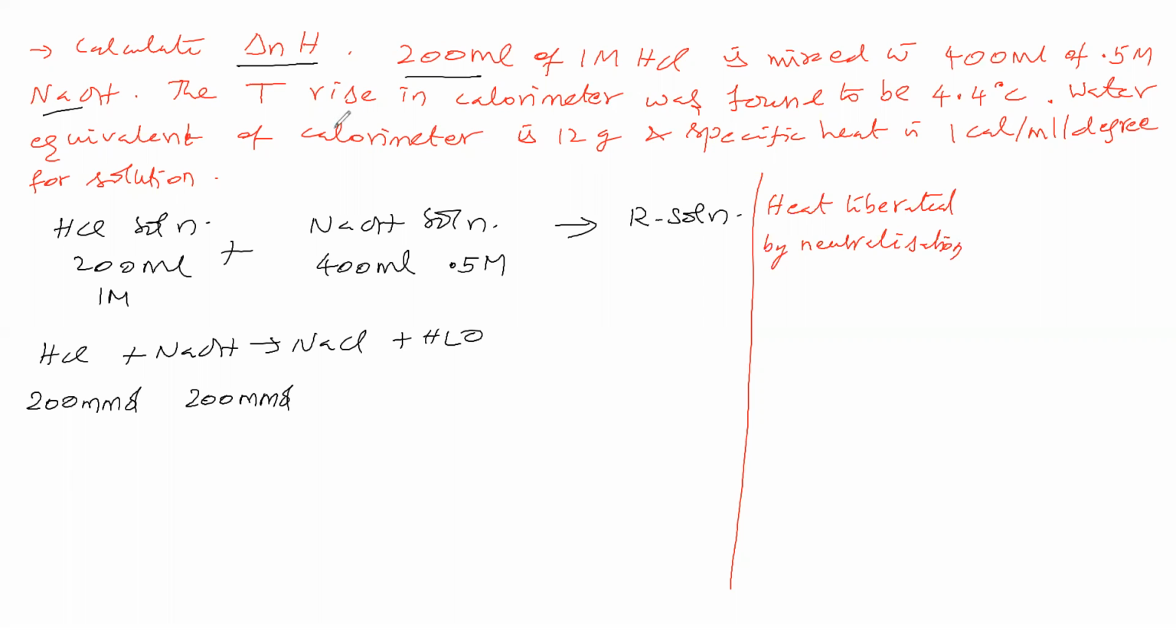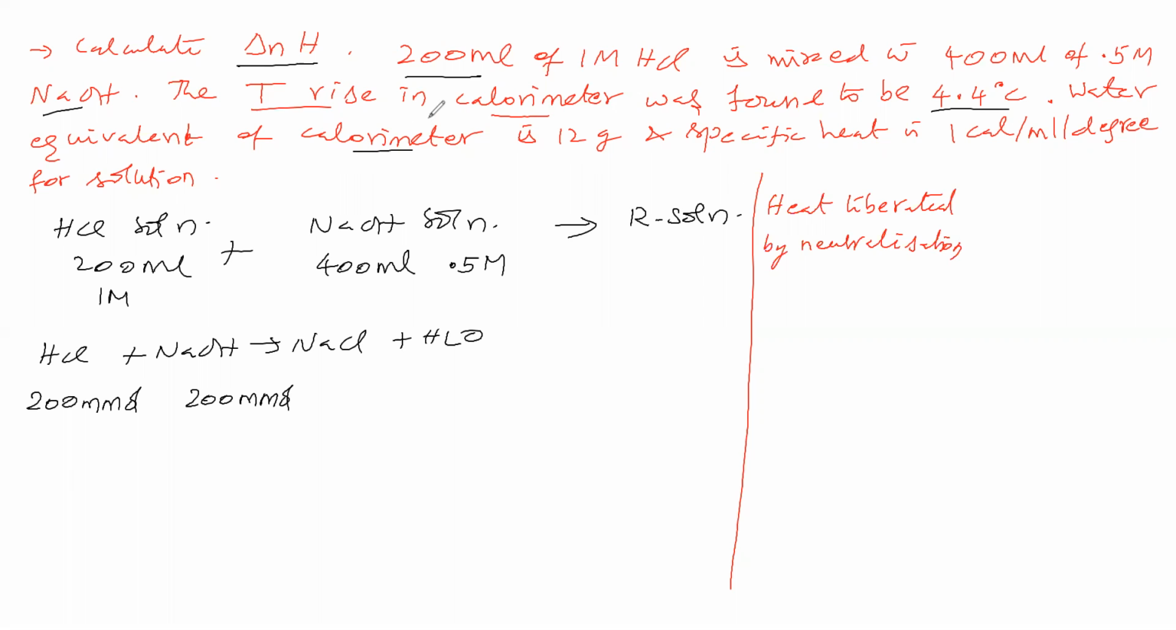Now what is another sentence? See, calorimeter is given. In the calorimeter, the rise in temperature was found to be 4.4 degrees Celsius. Water equivalent of calorimeter is given.